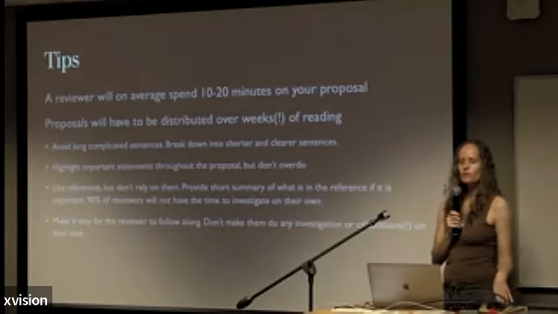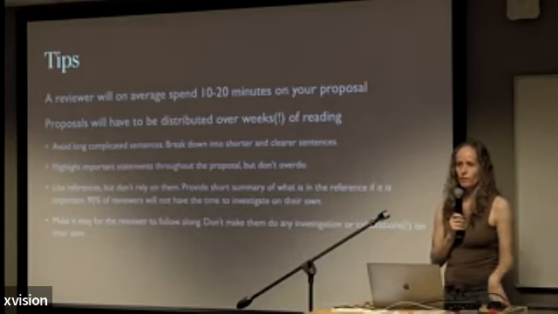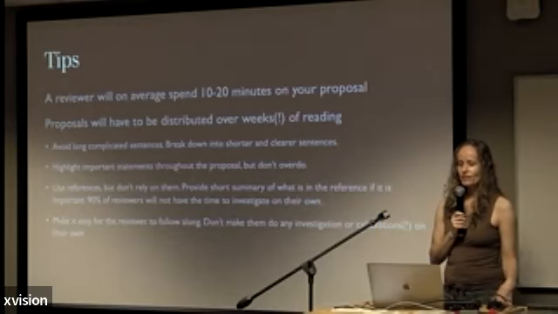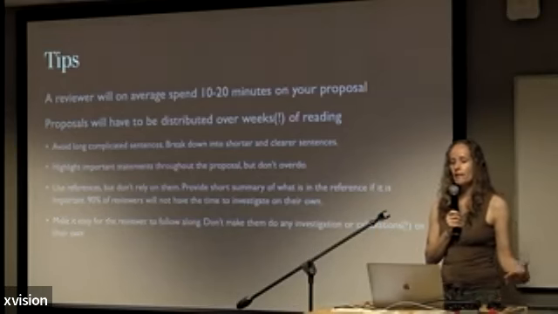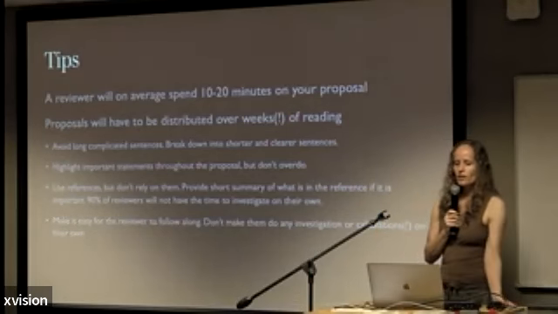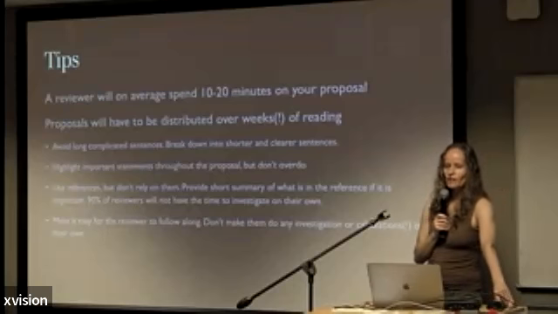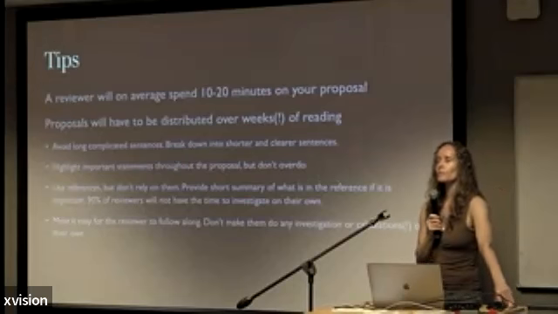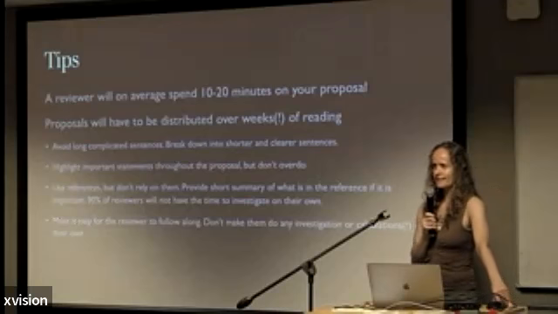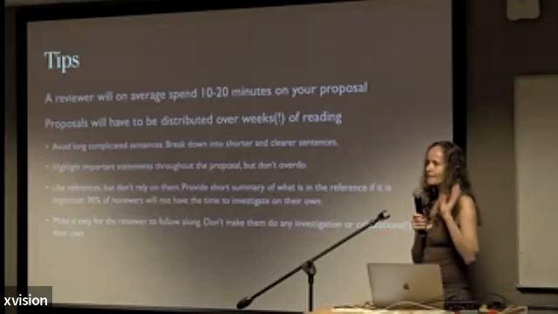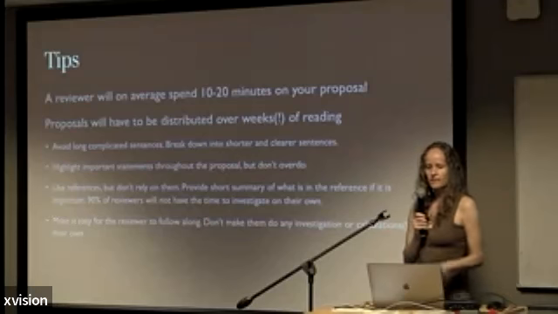So I said a reviewer is going to spend maybe 10 to 20 minutes on your proposal at most. That's going to happen over several weeks. So what you've got to do is make the work for them as easy as possible. So avoid long, complicated sentences. Break them down into shorter and clearer sentences. As a reviewer, I'll appreciate not having to reread a complicated sentence 5 times in order to understand it, and just have a simple one. Even if it feels a little stupid and it feels like the text doesn't flow, that's better than making me read your sentence 5 times.